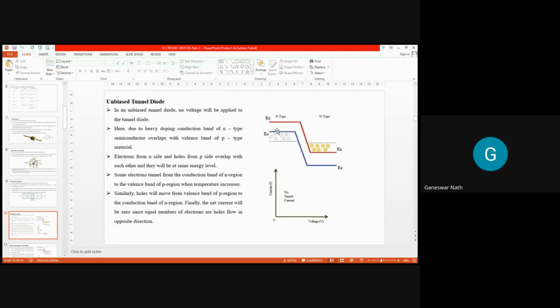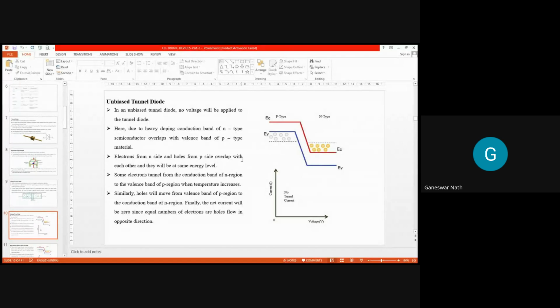You can find this is the energy of the valence band and this is the energy of the conduction band. Naturally, the number of electrons or charge carriers available in the valence band is the same as the number of charge carriers available in the conduction band. That is why we call it the unbiased or intrinsic condition. In an unbiased tunnel diode, no voltage is applied to the tunnel diode. Here, due to heavy doping, the conduction band of the N-type semiconductor overlaps the valence band of the P-type. You can see this is the P-type and this is the N-type here.